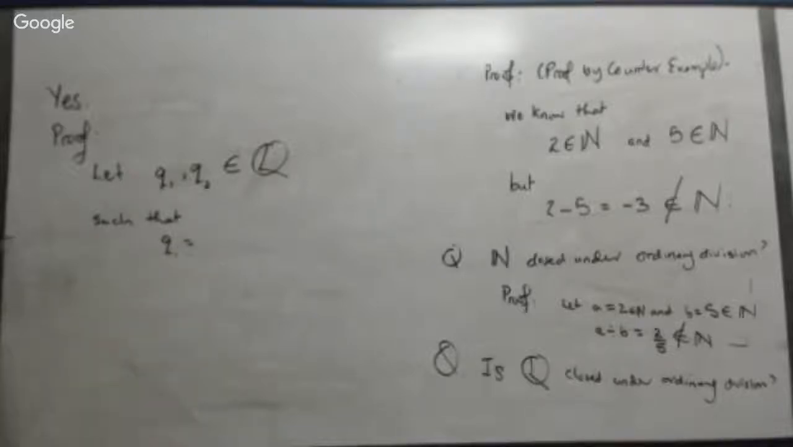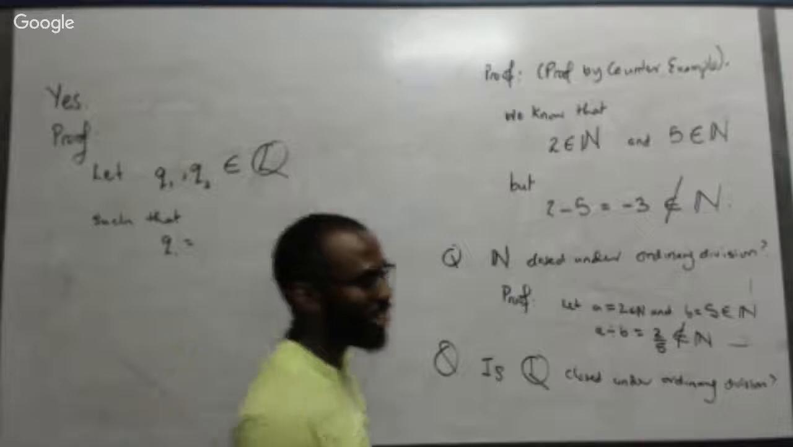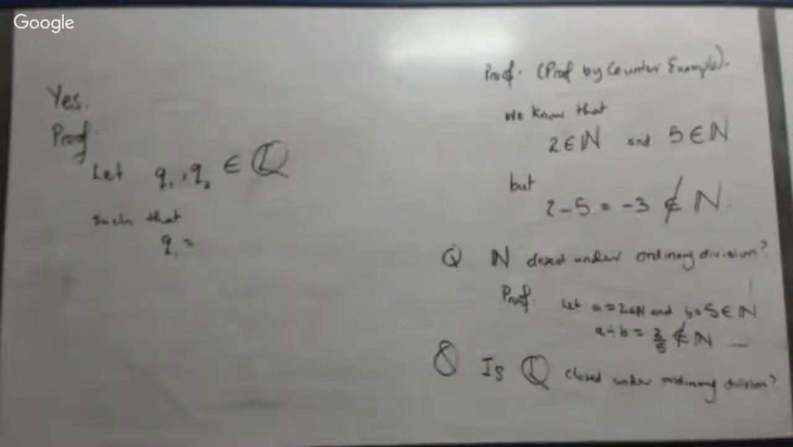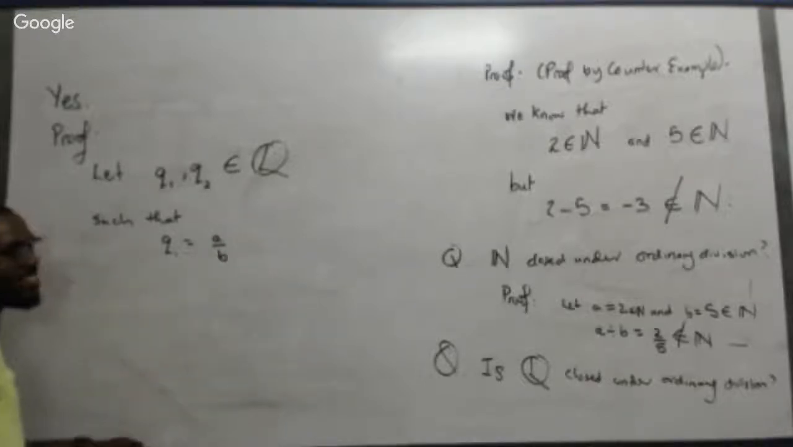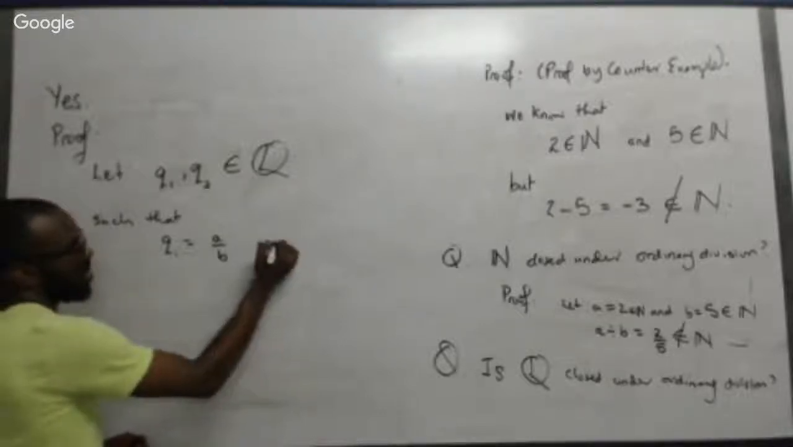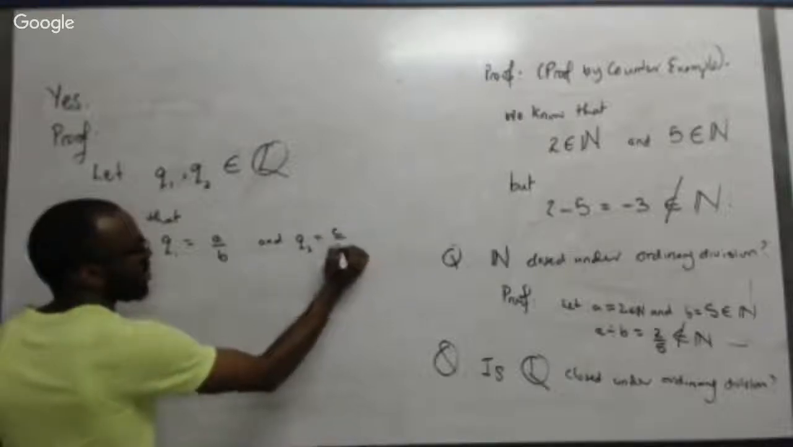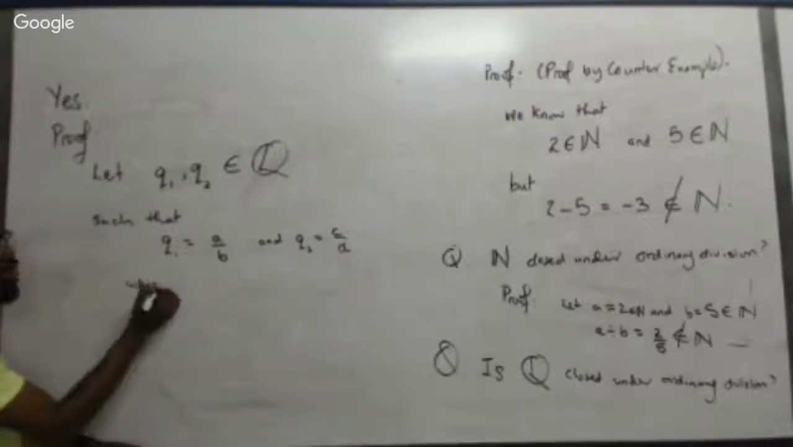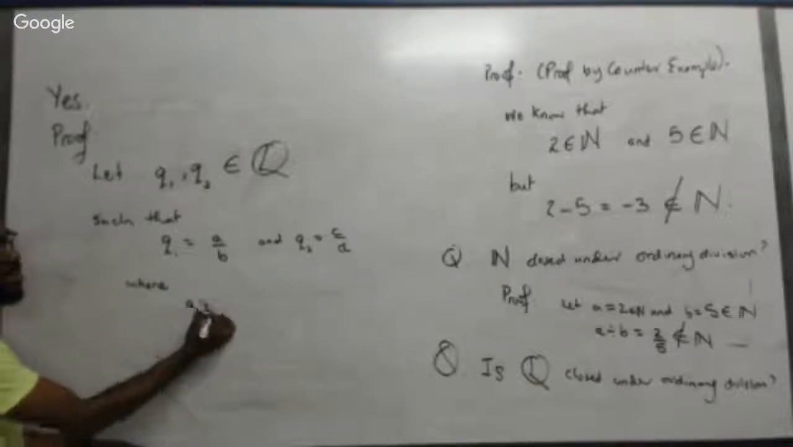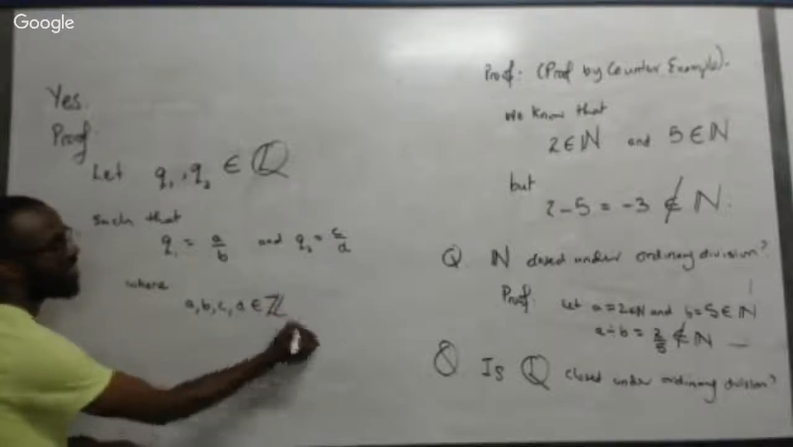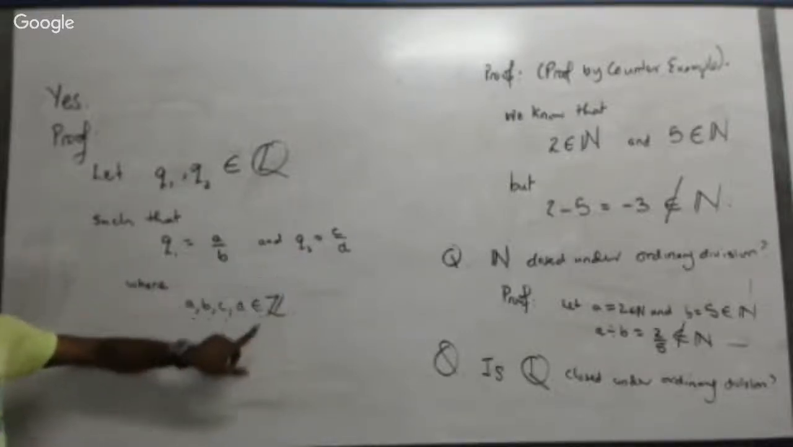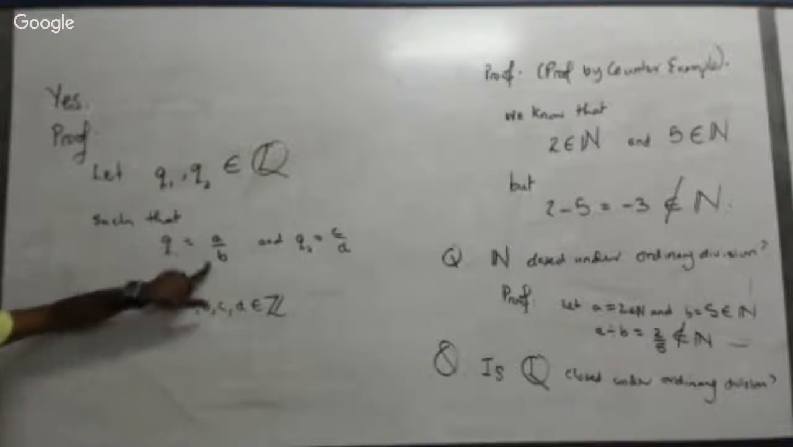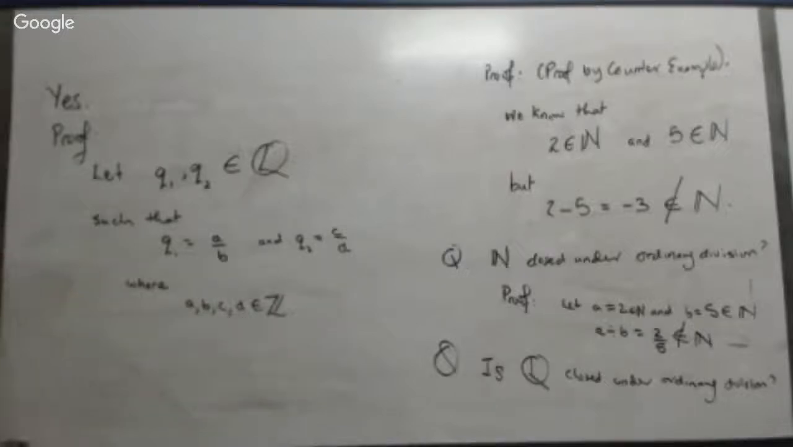little q1 is equal to... what makes a rational number a rational number? What's the definition again? As long as it can be expressed as a fraction of 2 integers, no? So I can say A upon B. Can you agree with that? And q2 equal to C upon D. But I have to qualify that by saying where A, B, C, and D are elements of the integers. Do you agree with that? Yeah. Because the only way q1 and q2 are rational is if A and B were integers, and C and D were integers. Yes?